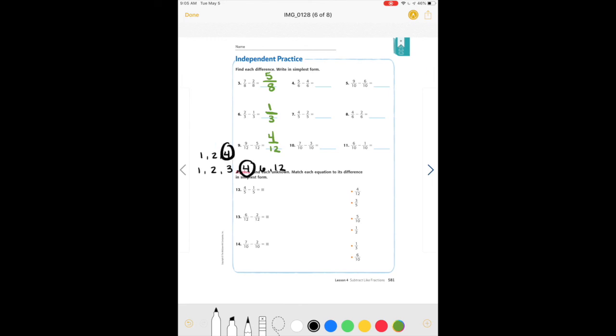4. So I need to take 4/12 divided by 4 on top and 4 on bottom. Well, 4 divided by 4, any number divided by itself is 1. And 12 divided by 4 is 3. So your final answer for number 9 is 1/3.